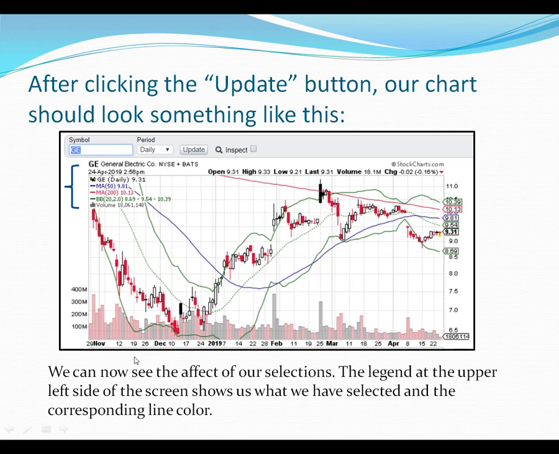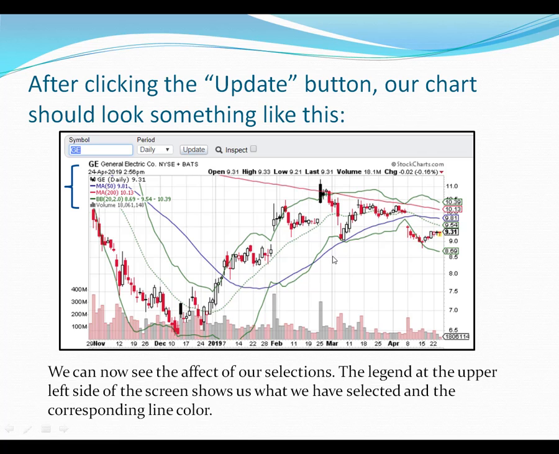Once again, then we click Update, and that makes our chart look like this. In the upper left-hand corner, we see what our settings are. We have the 50-day moving average, the 200-day moving average, the Bollinger Band set up for 20 days and 2 standard deviations, Bollinger Bands in green, moving average 200 in red, moving average 50 in blue.